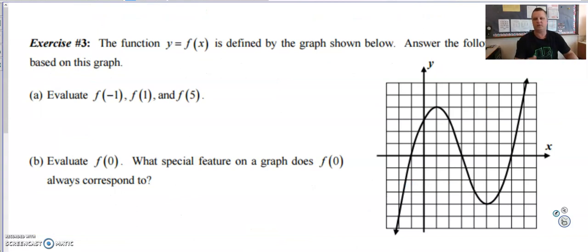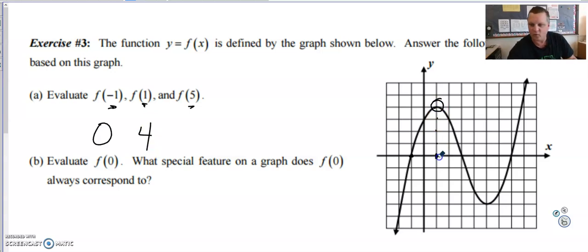Exercise 3. Again, if I go too fast, pause it, slow it down, rewind it, whatever you have to do. Okay? I'm thinking this is all review. So the function y equals f of x is defined by the graph below. Answer the following questions. Evaluate f of negative 1. X value, x value, x value. So we want the y. At negative 1, we're at that point right there. So that output is 0. At 1, here's x is 1. My output is up here, 1, 2, 3, 4. At f of 1, we're at 4.